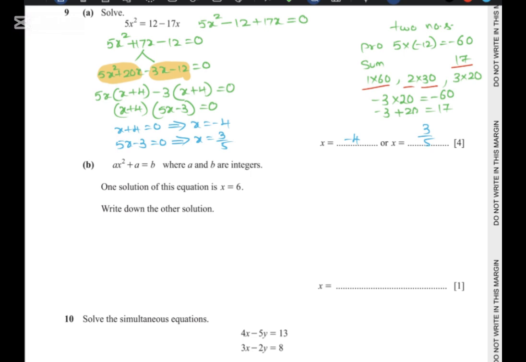Question number B. Ax square plus a is equal to b, where a and b are integers. One solution of this equation is x is equal to 6. Write down the other solution.